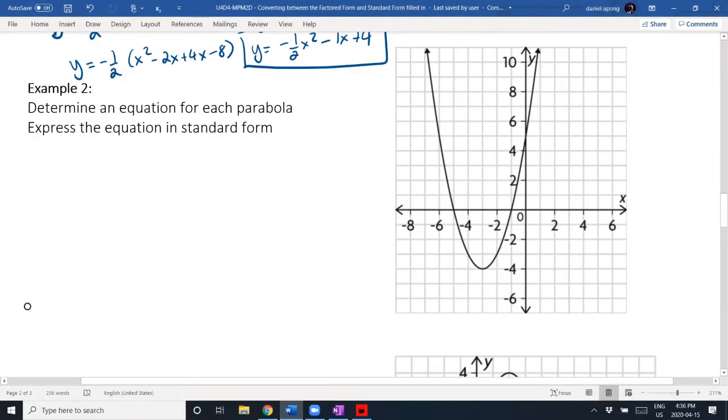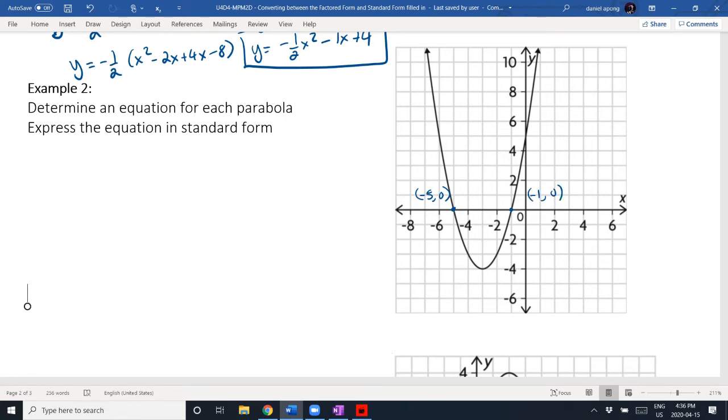So example 2 is just like example 1. We're just going to go through and break down all the steps. So the first thing that we're going to do is find our x-intercepts, which is right over here and here. So we have our x-intercepts at negative 5, 0. And then over here we have negative 1, 0.